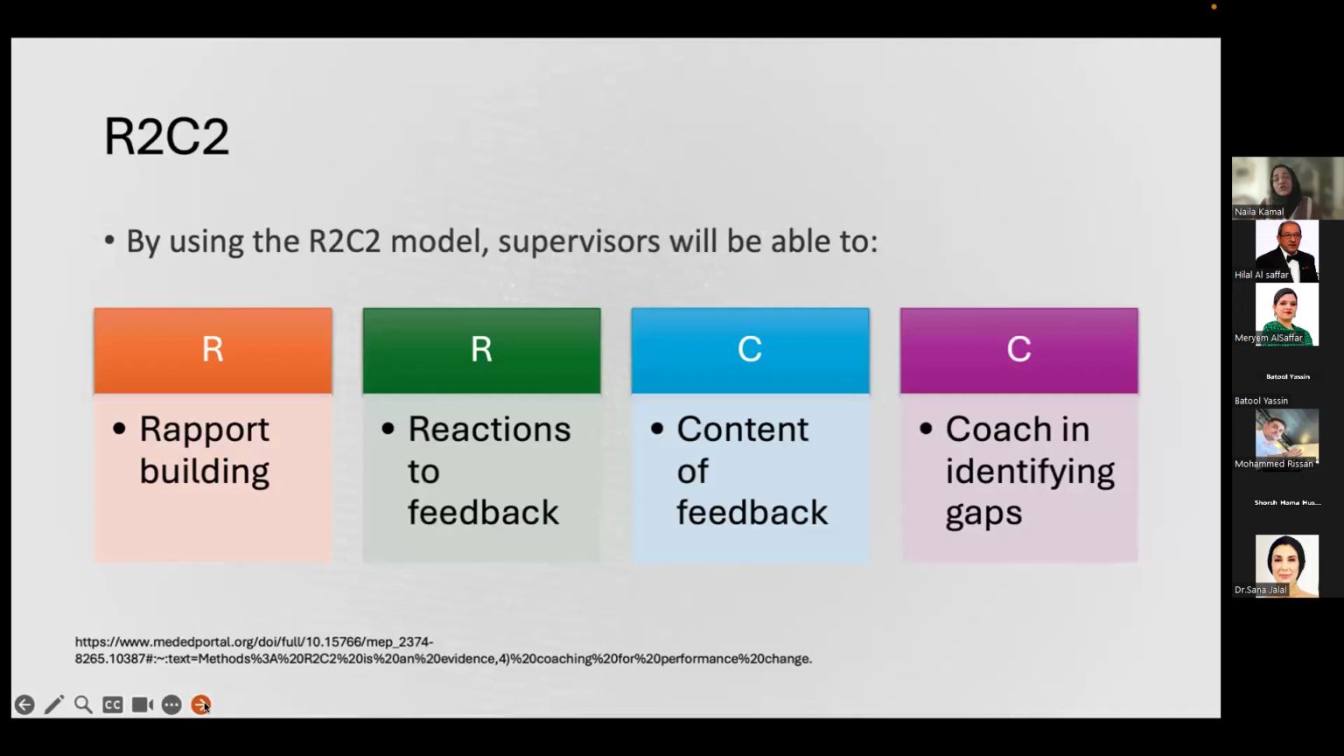The R2C2 method is a very American system where you build up rapport, and you also build up an understanding of how your learner would react to feedback. When you're talking to them, you gauge what their reaction is going to be, and then you pitch the main bulk of the content of the feedback to them, and then you coach in identifying gaps.